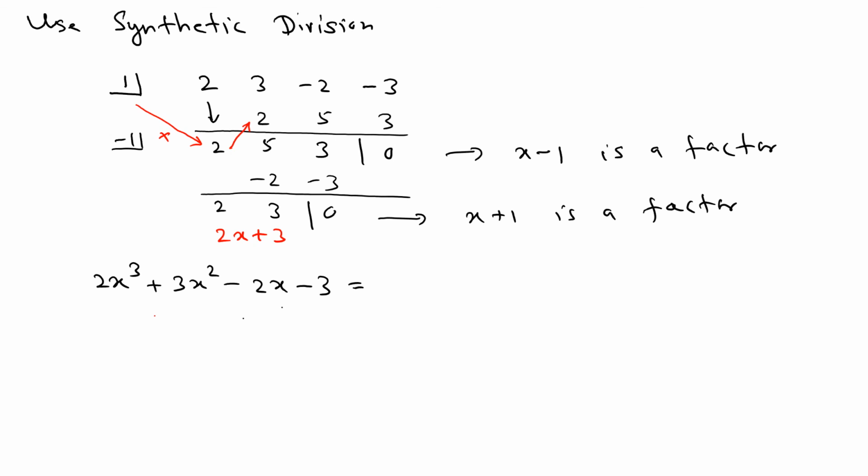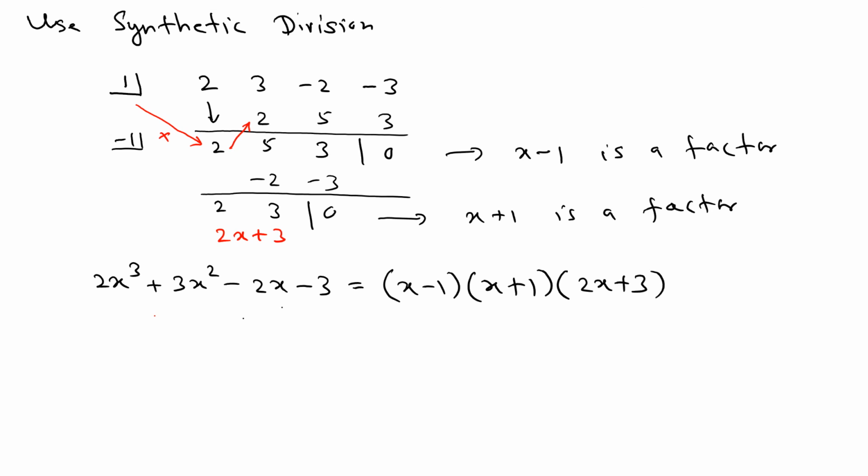Or since this is cubic, if you find only one solution, you can find the others by long division. Then you get a quadratic equation, and you solve the quadratic equation to find the other two. That's the other way to do it. There are a lot of ways to do the same problem. So now we know the factors: x minus 1, x plus 1, and the last one is 2x plus 3.